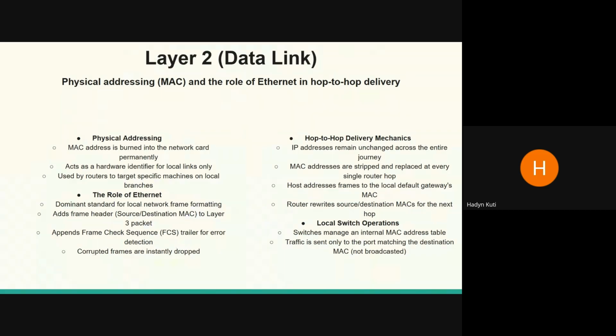This acts like a structural identifier that only carries significance on the immediate local link. The internet at large doesn't know or care what your MAC address is. It only is used by the devices that are plugged into the exact same local switch or connected to the same wireless access point. Routers use local hardware addresses to target specific machines on their connected branches. When a router needs to hand a packet to a computer directly connected to it, it uses a MAC address to find the exact network card of that machine.